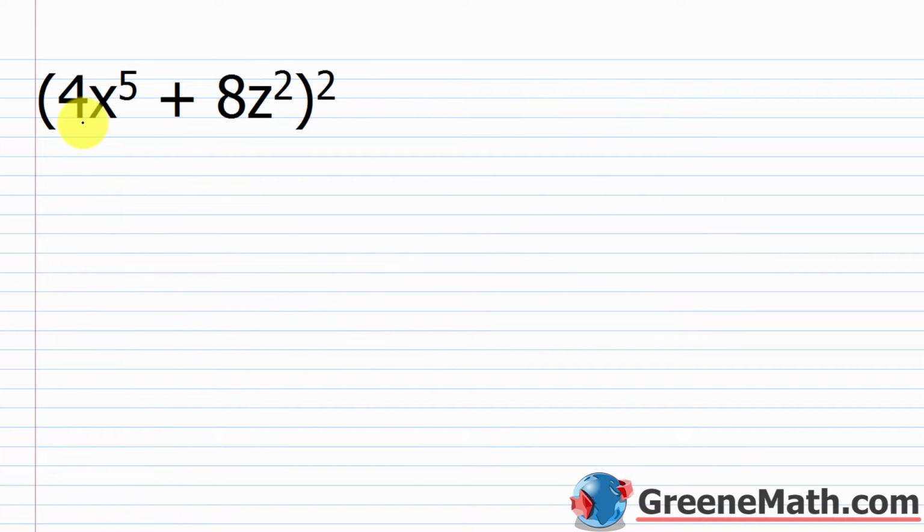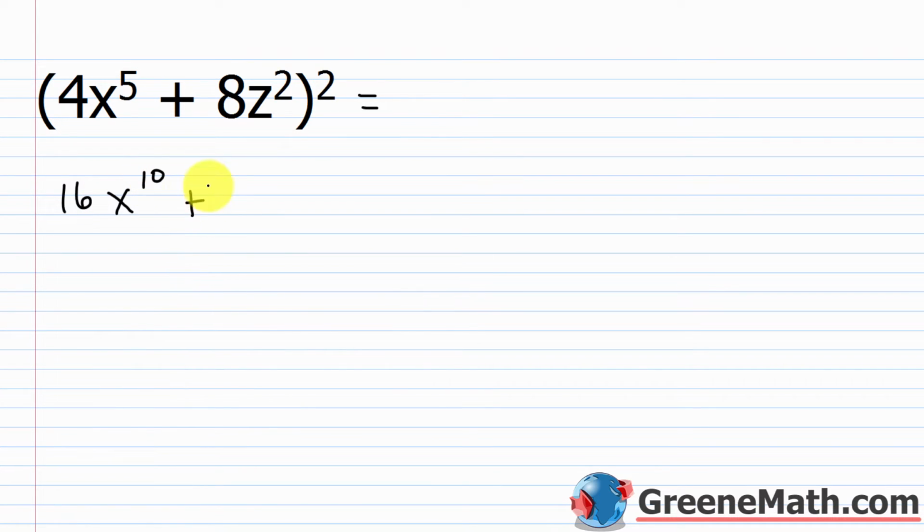So let's say we look at the quantity 4x to the 5th power plus 8z squared, and this is squared. Again, I want to take this first guy, which is 4x to the 5th power, and square it. That means I'm going to square 4, which is 16, and I'm going to square x to the 5th power. So x would stay the same, and you'd multiply exponents. 5 times 2 is 10. So I'd have x to the 10th power.